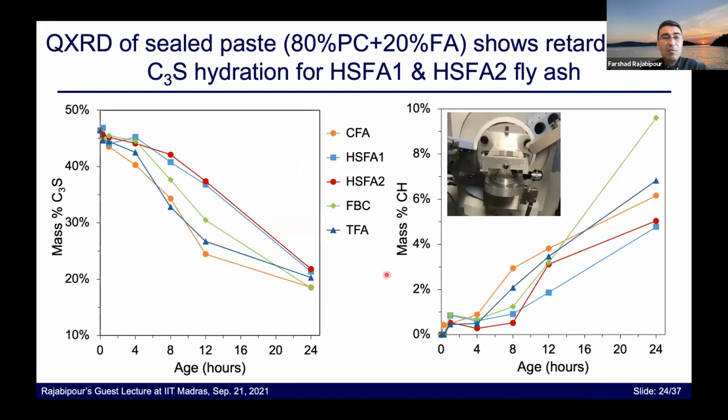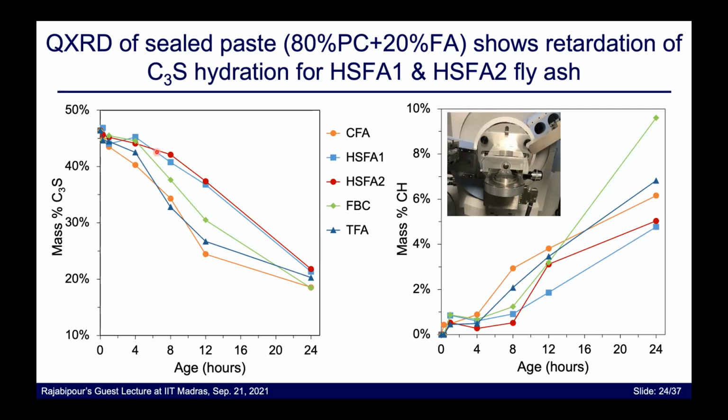Okay. Here I'm going to show some quantitative XRD data on pastes with 80% cement, 20% fly ash. They were sealed under a dome, and we performed frequent XRD analysis with an external standard over the first 24 hours of hydration. For example, the graph on the left shows the mass of C3S as a function of time for the 24 hours.